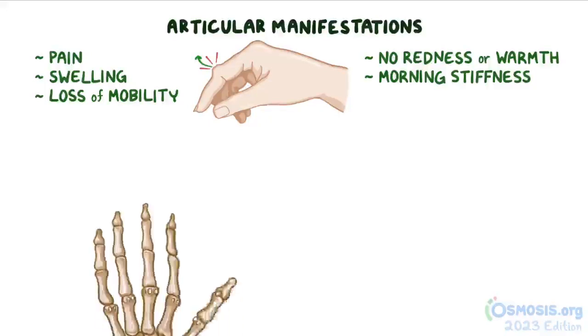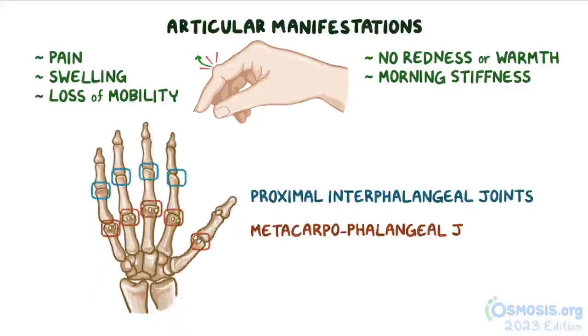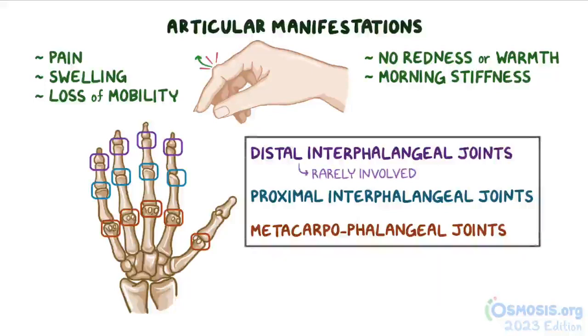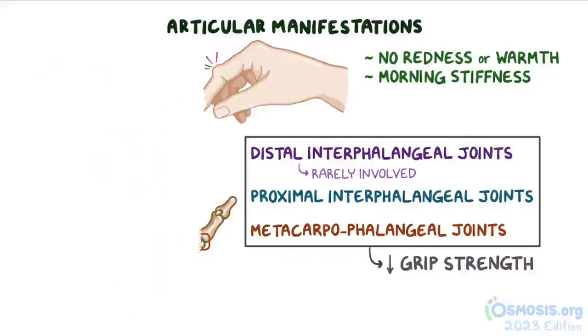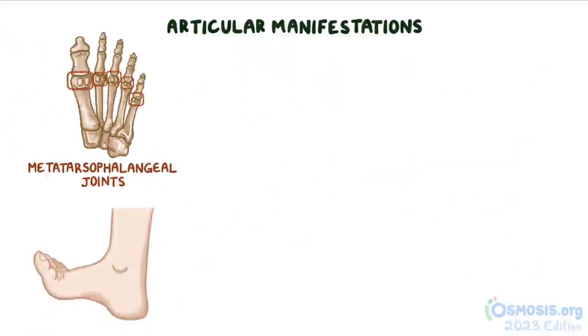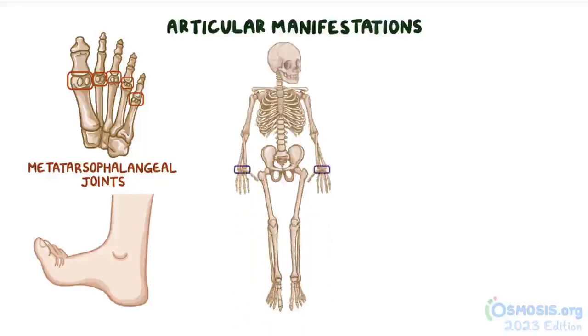The most frequent sites of involvement are the proximal interphalangeal joints and metacarpophalangeal joints of the hand, whereas the distal interphalangeal joints are rarely involved because there's very little synovium there. When these joints are affected, however, it typically causes reduced grip strength. In the feet, usually the metatarsophalangeal joints are affected, and it causes a person to bear more weight on the heels and hyperextend the toes. Other joints that can be involved are the wrists, elbows, shoulders, knees, and ankles.